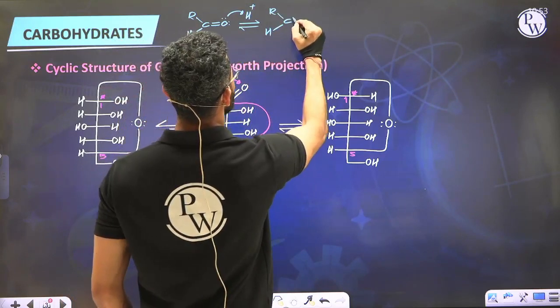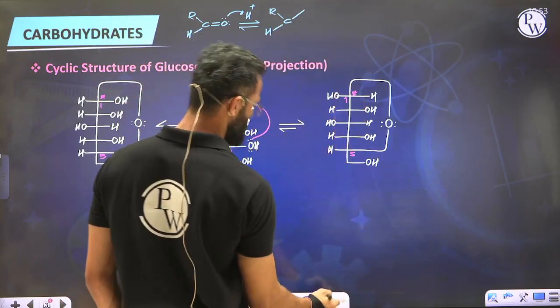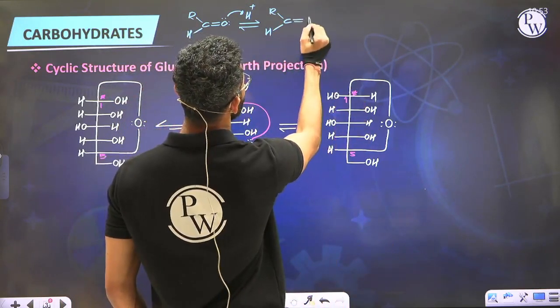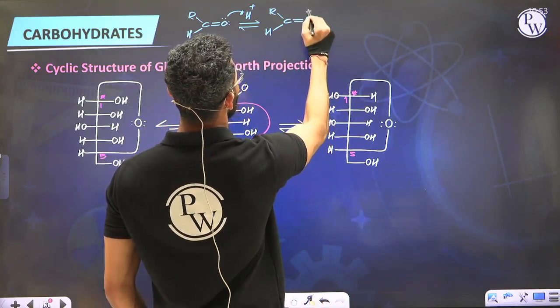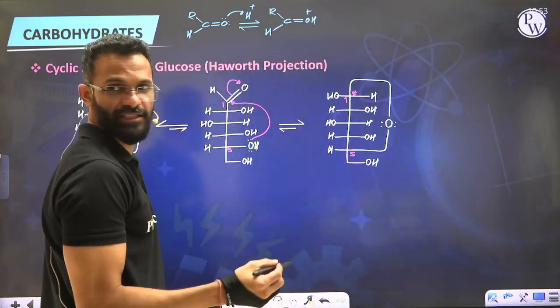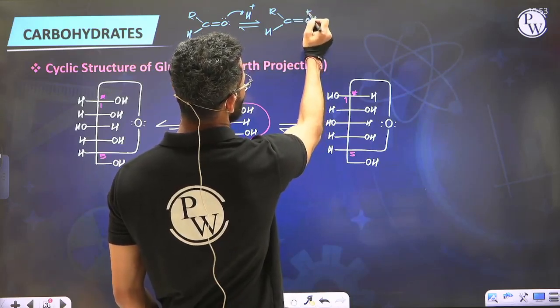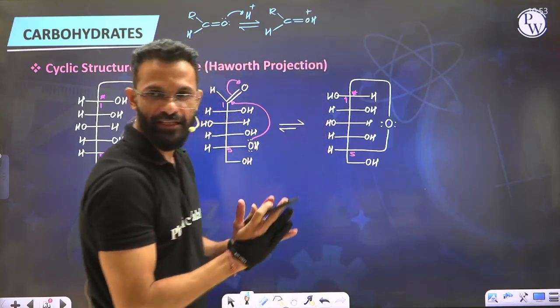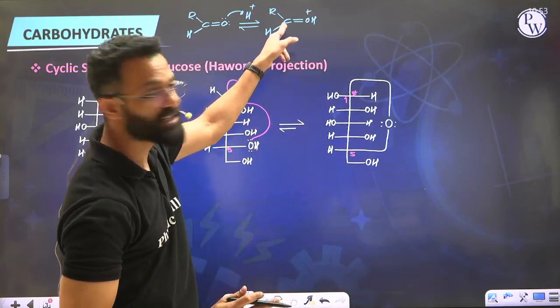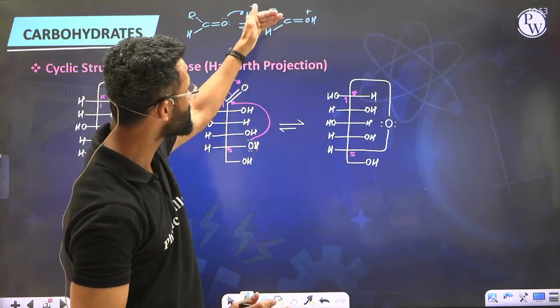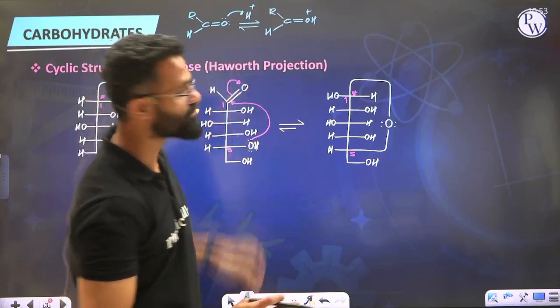Upon protonation, this becomes C double bond OH plus. The moment we write it as C double bond OH plus, this indicates that the pi bond would want to break over oxygen to neutralize the positive charge, which means this carbon is now going to be deficient. Earlier it was partially deficient, now the deficiency will increase even more.